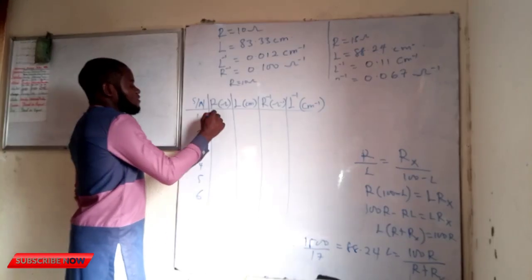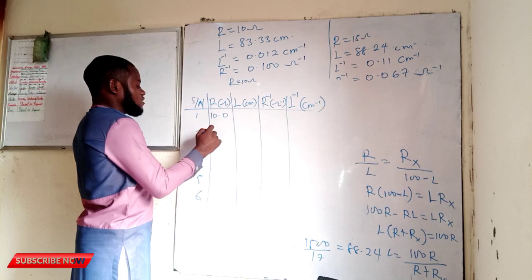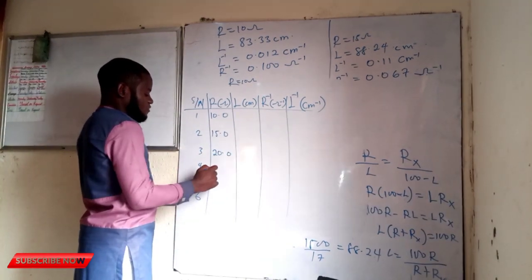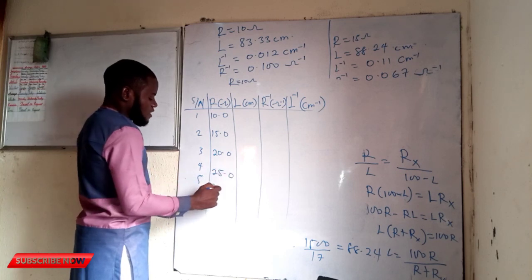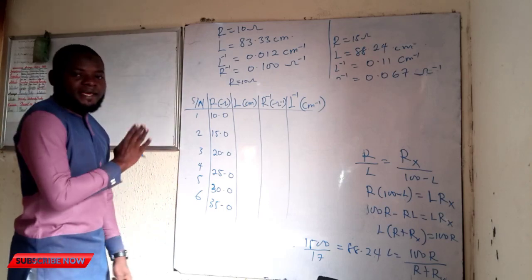6 times. So this is going to be 10.0 because we are given the value from the question, remember. So this is going to be 15.0. This is going to be 20.0. This is going to be 25.0. And this is going to be 30.0. And this is 35.0. Like this.